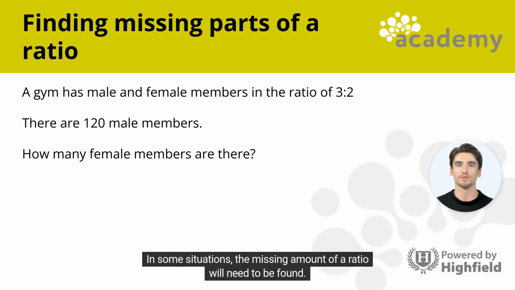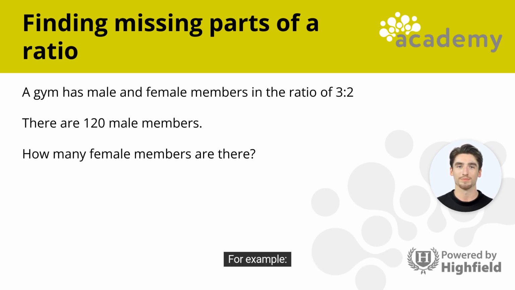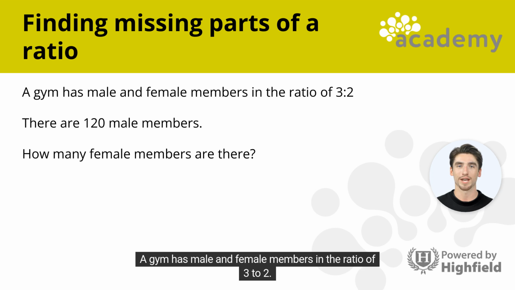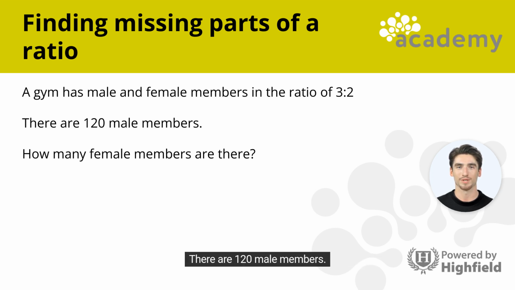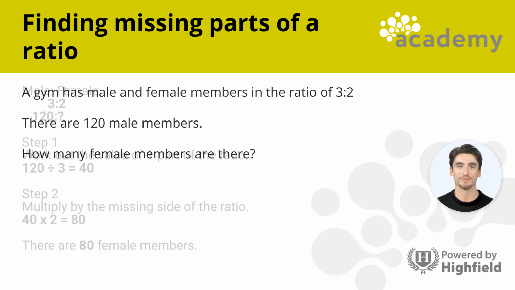In some situations, the missing amount of a ratio will need to be found. For example, a gym has male and female members in the ratio of 3 to 2. There are 120 male members. How many female members are there?